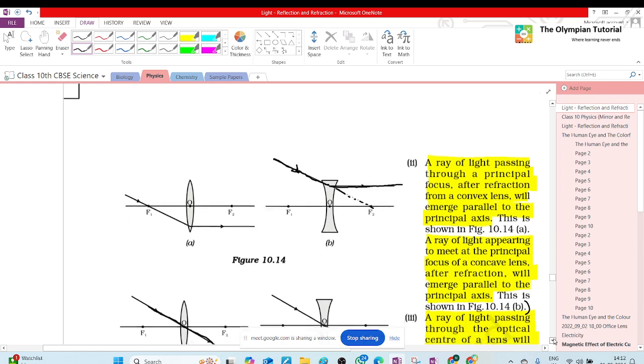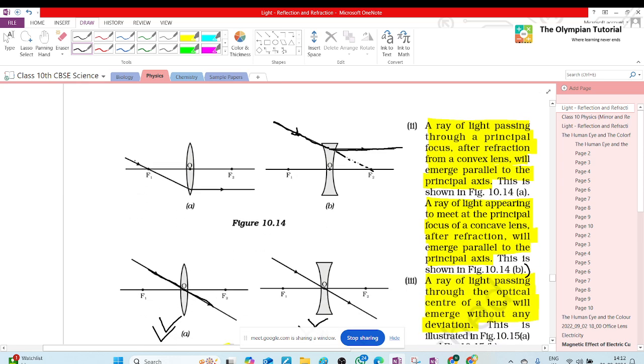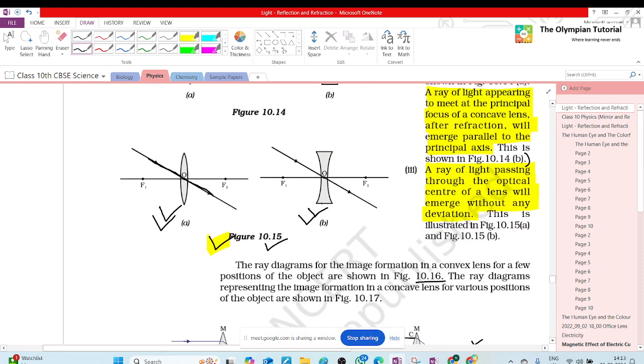Second thing, if a ray is coming from the focus, after striking the surface of the lens it goes parallel. Are you getting it, Ayukta? Same thing: if it appears that it is going towards the focus, after refraction it becomes parallel to the principal axis. Towards the optical center, there is no deviation.